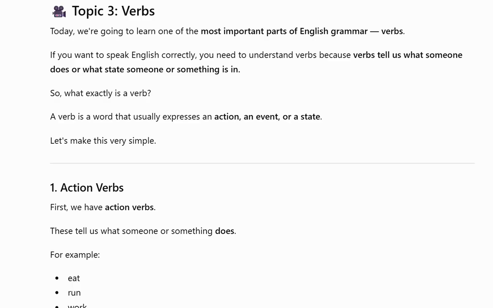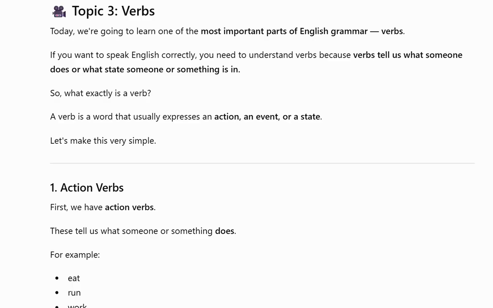Okay, so this is going to be one of the most important topics. Okay, let's go ahead. If you want to speak English correctly, you need to understand verbs, because verbs tell us what someone does or what state someone or something is in. So what exactly is a verb? A verb is a word that usually expresses an action, an event, or a state.